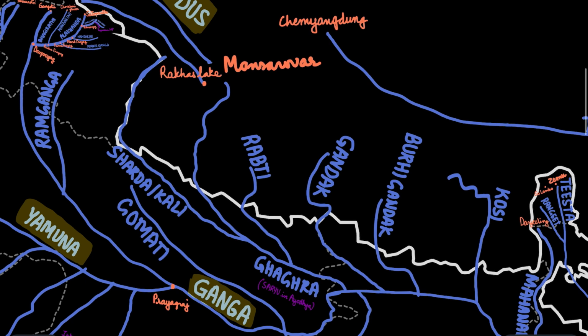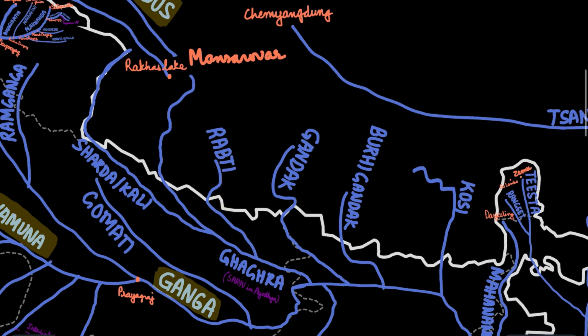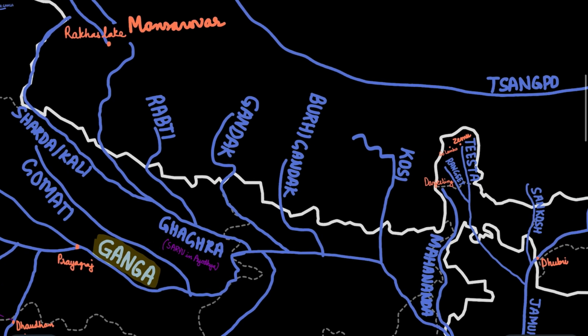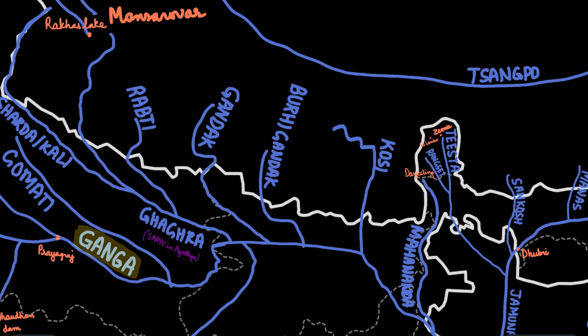There's another tributary called Rapti. Rapti meets Ghagra. Ghagra is just another name for Saryu in Ayodhya. So in Ayodhya, Ghagra is known as Saryu. Then the tributary called Gandak, which also originates in Nepal, joins Ganga in the state of Bihar. Ghagra also joins Ganga in the state of Bihar. Then Budi Gandak joins in Bihar.